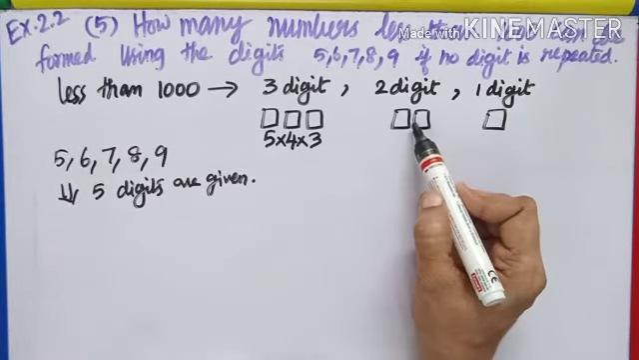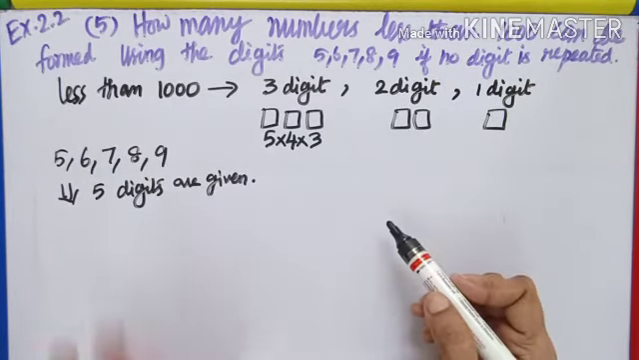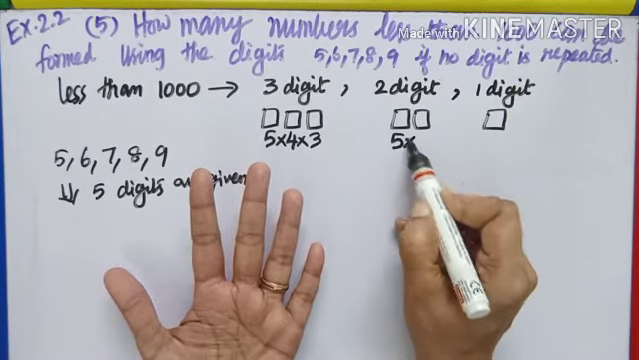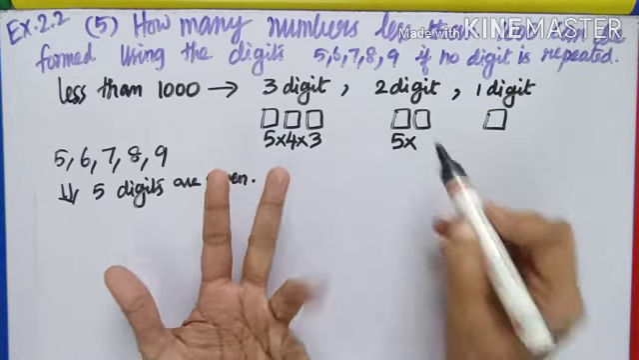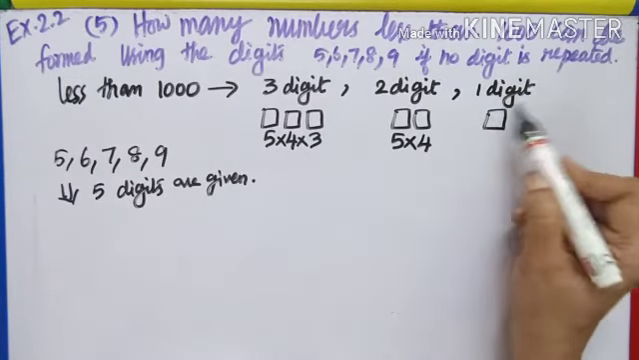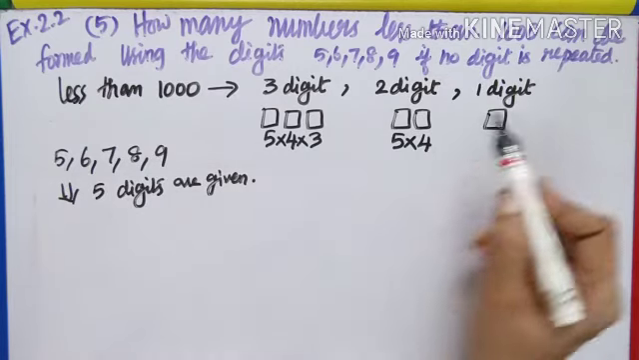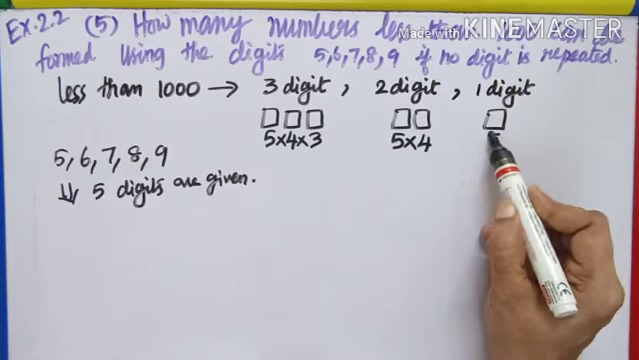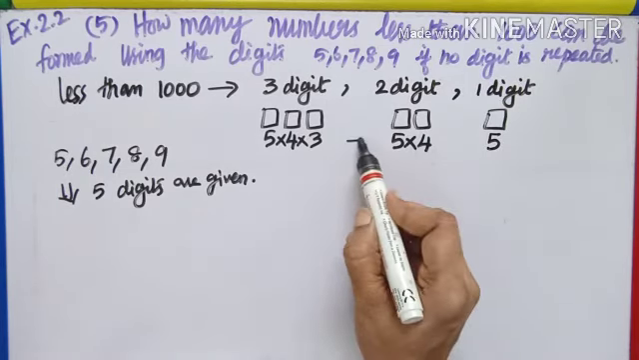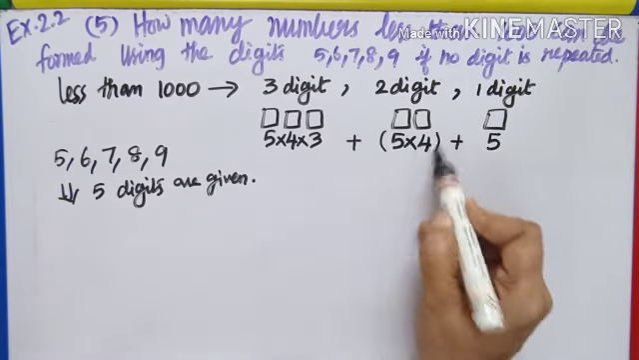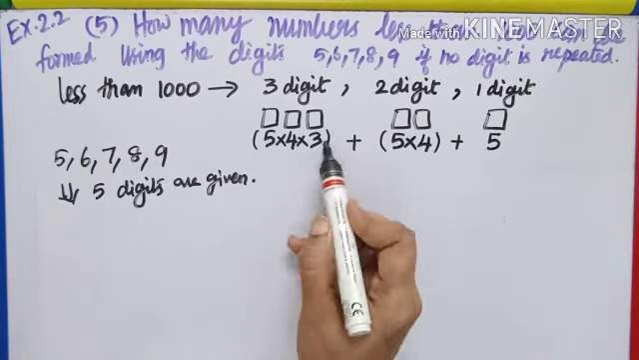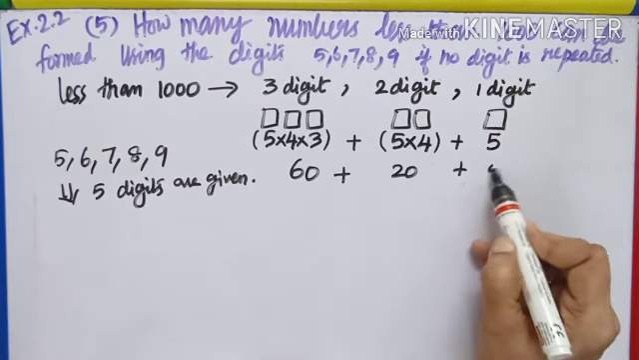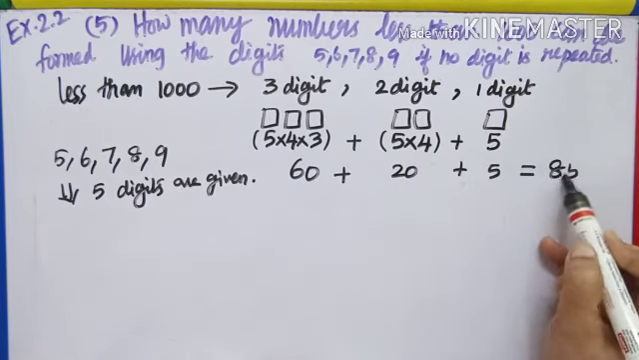The same idea when it is a 2-digit number. 5 digits are given. Any one will go here, 5 ways. 1 is gone. Remaining 4. So 4. And when it is 1 digit, either 5 will be here or 6 or 7 or 8 or 9. So my answer is 5. Add it all. That is my final answer. So 5 into 4 into 3 is 60, 5 into 4 is 20, plus 5, and that gives me 85.